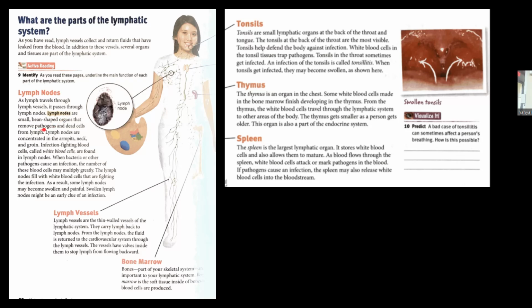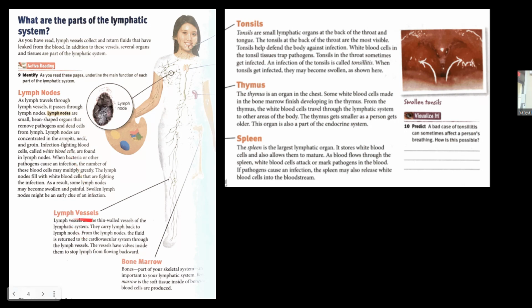These are called pathogens. They filter those out, and if there's anything that needs to be destroyed, then white blood cells go and destroy them. White blood cells also live in the lymph nodes, and these cells are used to fight bacteria and other kinds of infections.